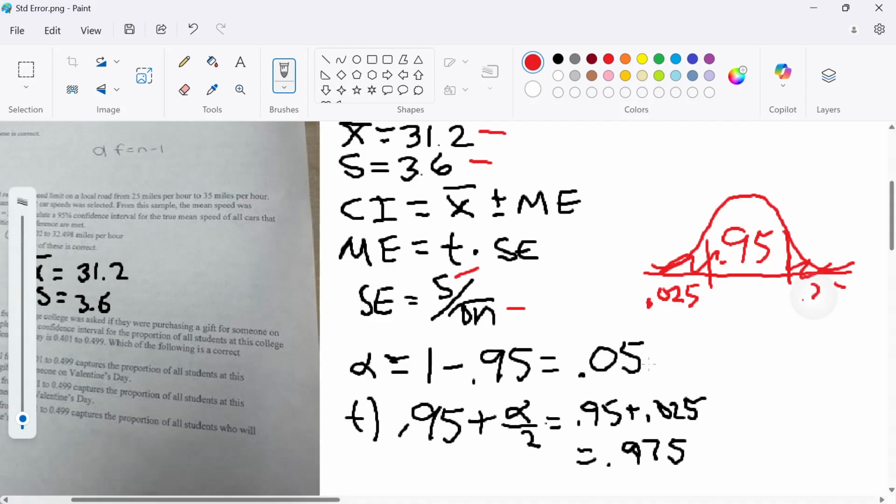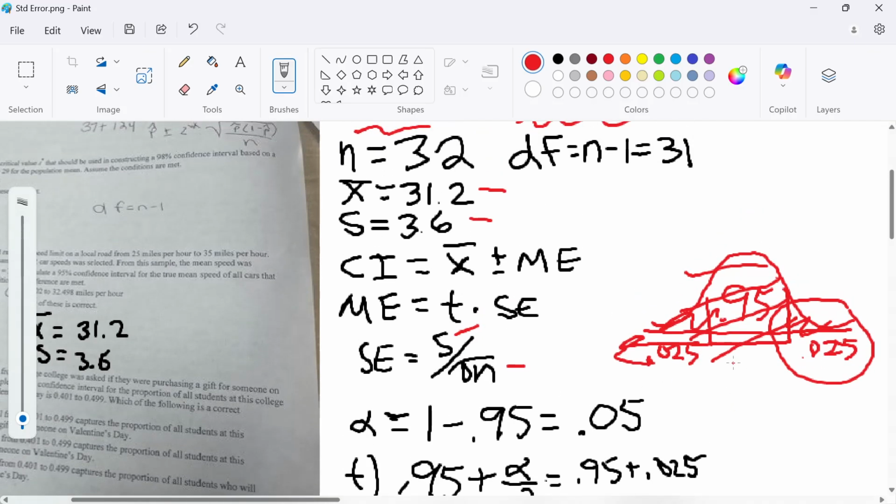and 0.025. And so the alpha is 0.05, but to find the critical value for t, I need to take that 0.95 plus alpha over 2, because I want everything that's below this upper tail for a two-tail test. So this is 0.95 plus alpha divided by 2, is 0.95 plus 0.025, which is 0.975. So now I can calculate the t-value and start calculating all of this stuff.